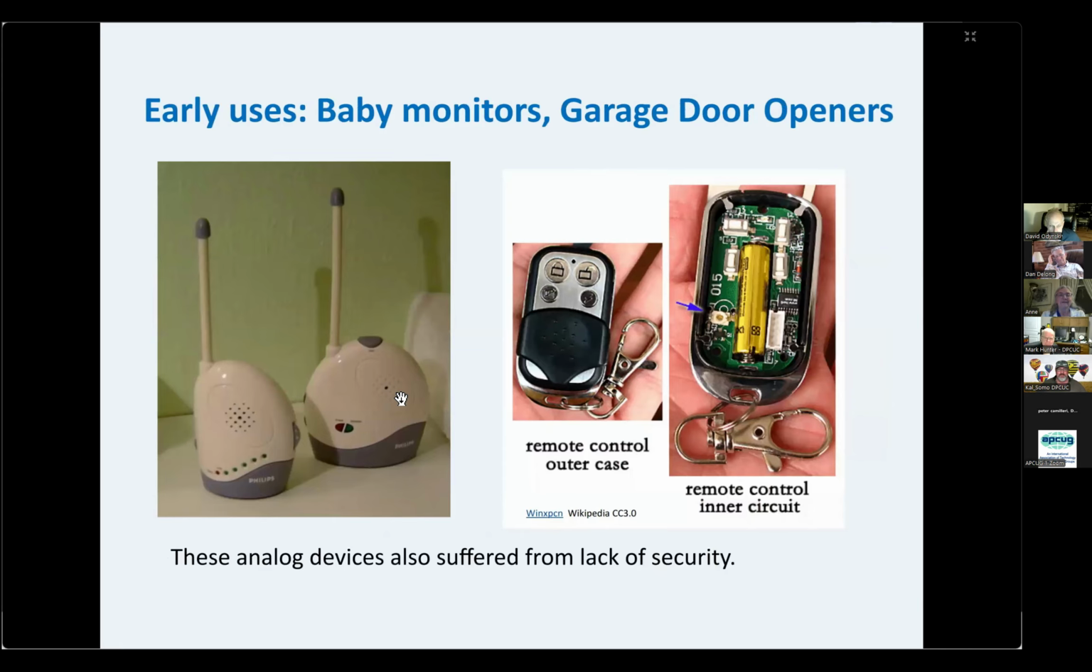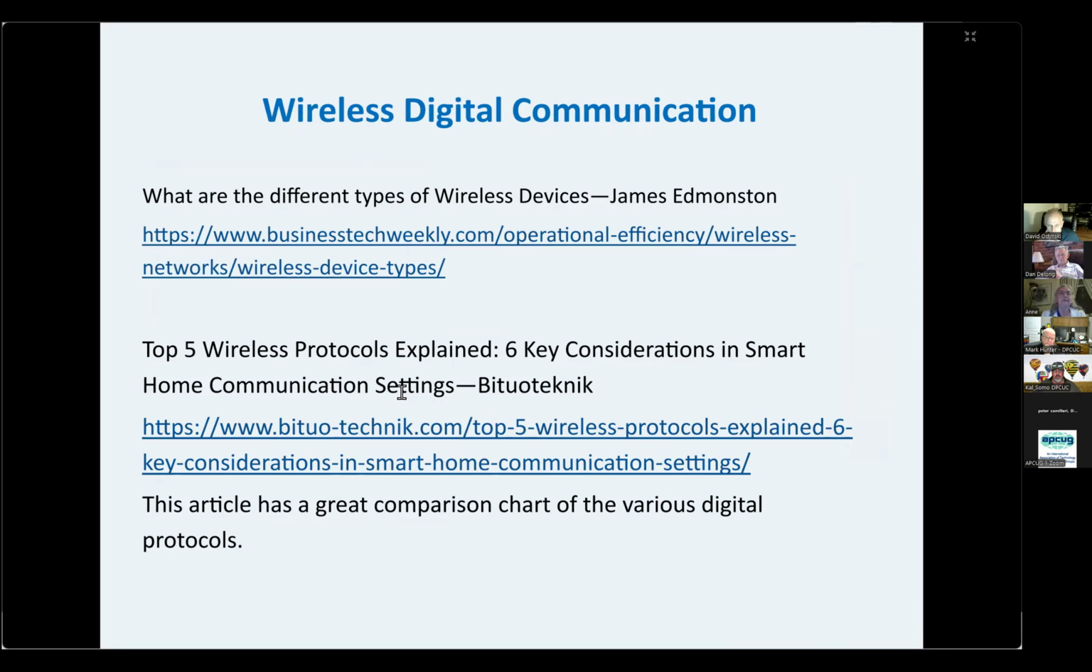All right. Now some other things, baby monitors and garage door openers. The garage door openers, those analog ones, turned out to be very insecure. They only had a certain number of codes they could send, and many garages had their doors opened. Quickly. So, now we come to wireless digital communication.